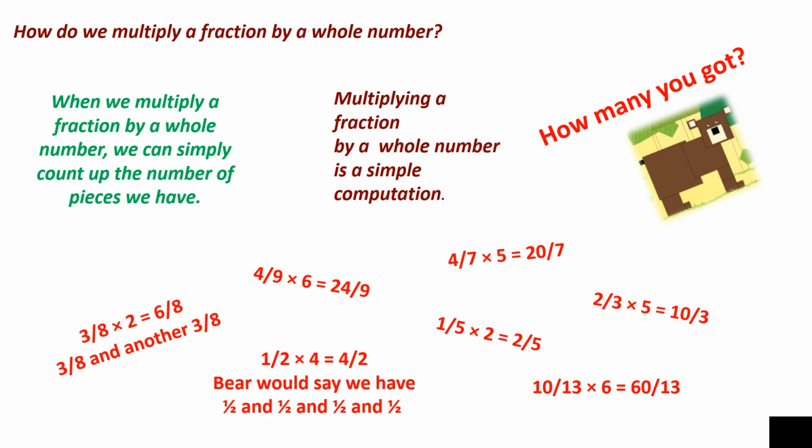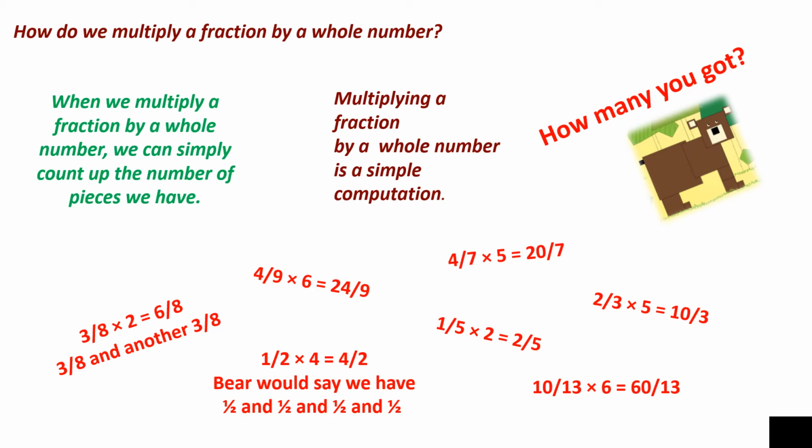When we multiply a fraction by a whole number, we're actually doing repeated addition. Think about that. We're just counting up the number of equal parts that we have. If we have 1/2 and we're multiplying it by 4, Bear might say that we have 1/2 and 1/2 and 1/2 and 1/2. We have 1/2 4 times. We have 4 halves.